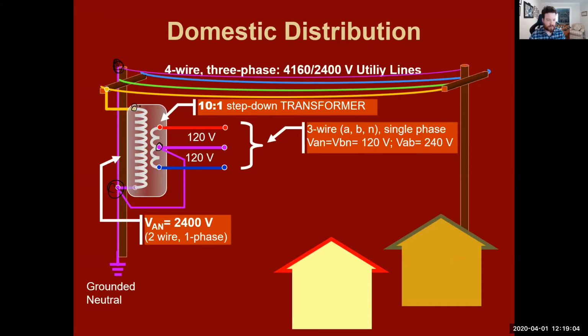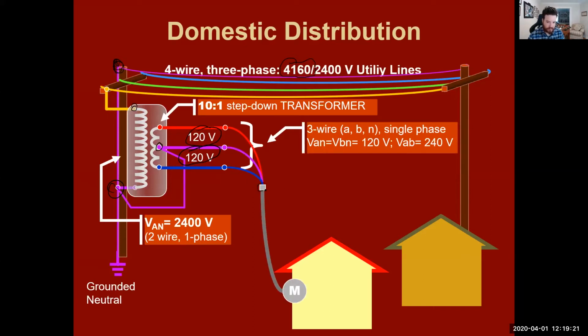So these transformers are taking 4,160 volts, and they're stepping it down to 120 volts, all right, but only on 2 lines. It's not a 3-line system coming in, all right?